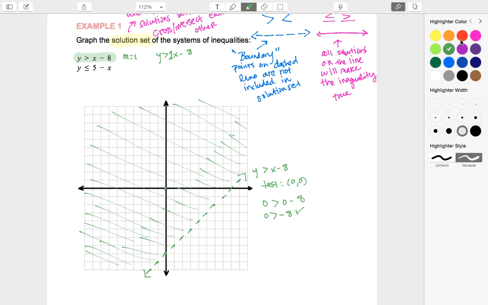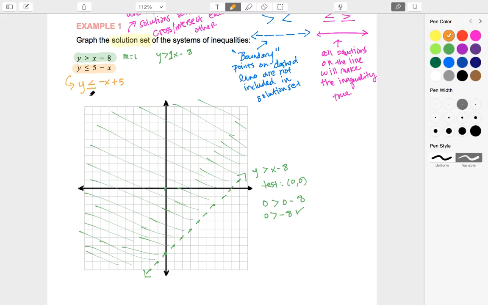So then let's try this second inequality. Right here, we have y is less than or equal to 5 minus x. Well, first of all, this isn't in slope-intercept form. So I'm going to go ahead and rearrange this so we can have this a little nicer for us. We can write this as y is less than or equal to negative x plus 5. That's the same thing. I'm just rearranging so we can see that a little better.